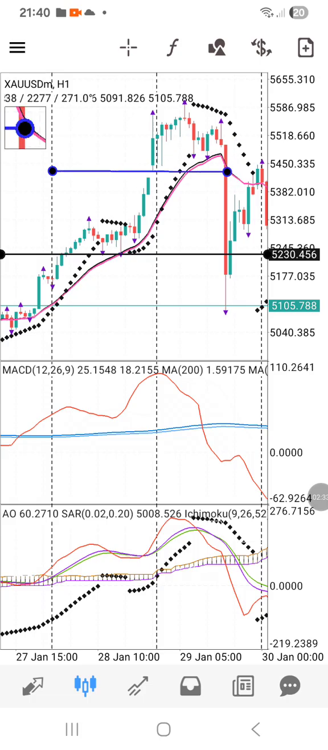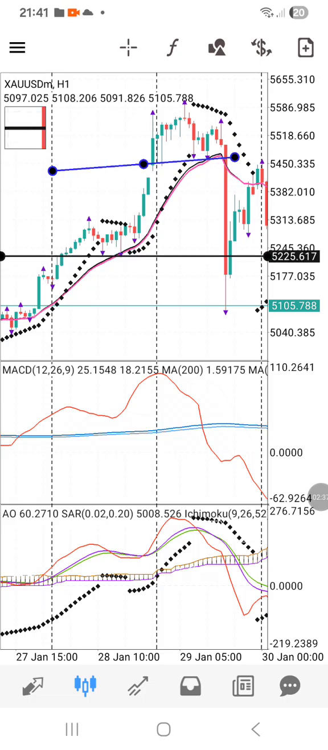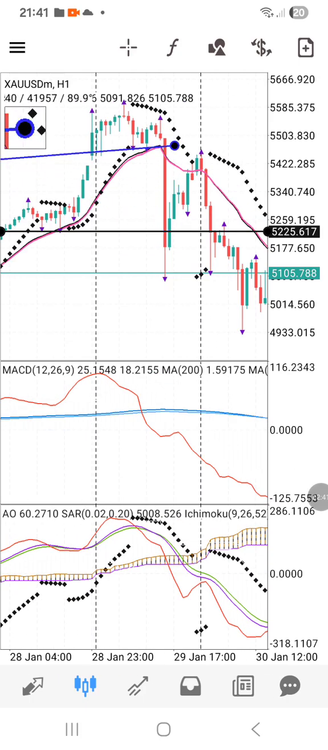We have a close below, the change of character. This is a change of character here. This is another change of character here. Before that, we now have this fair value gap, and then we have a retest into that fair value gap, and then we can see price dropping.